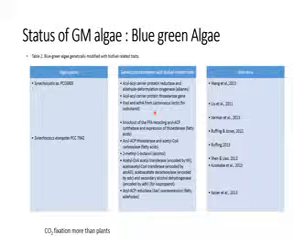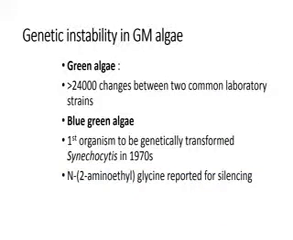Now, as I said before, the green algae I've talked about undergo, as you can see, about 24,000 changes between two common laboratory strains. In the case of blue-green algae as well, it was the first organism to be genetically transposed, and silencing was reported. So it was found that green algae do have a capacity to generate higher yields, but in comparison to blue-green algae, they are too transformable. So this is what we found.